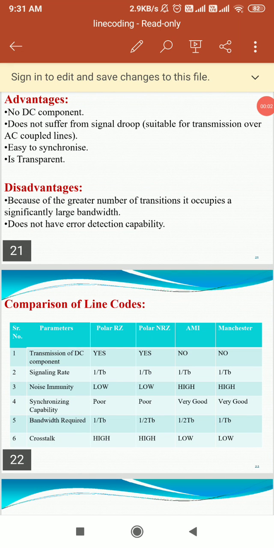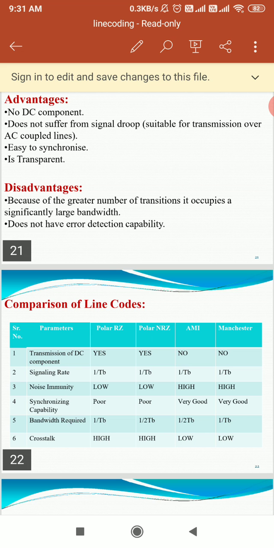Good morning. In the previous session we have seen the different line coding. Here we can now talk about the differences between the unipolar, bipolar, and Manchester encoding.